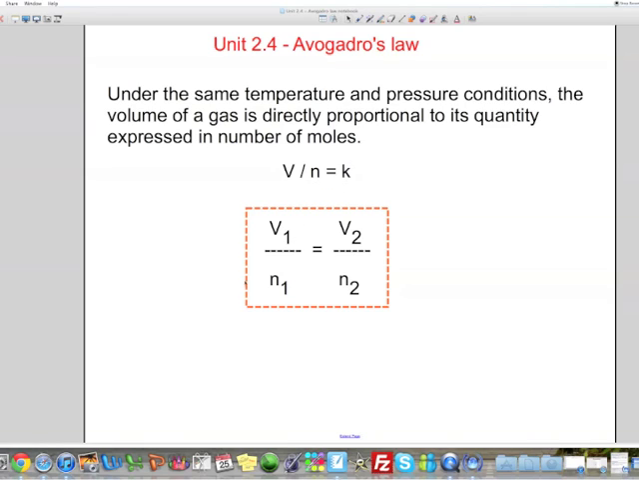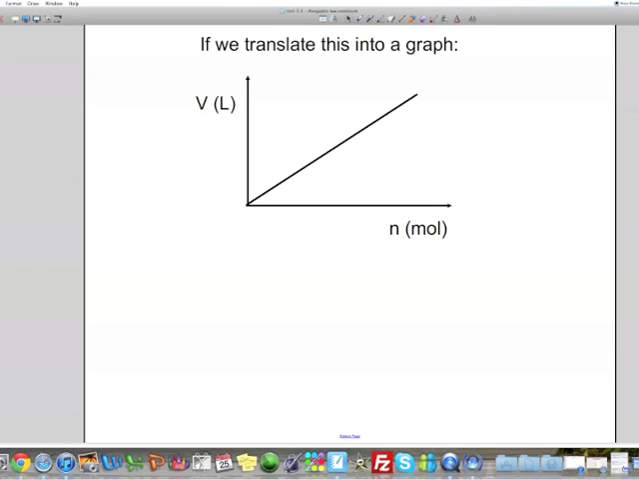And since we have a constant ratio, that means that if we increase the volume by a factor of 2, for example, the number of moles will also double. Or if we triple the volume, the number of moles will also triple. So that ratio remains constant, which allows us to use this equation, V1 over N1 is equal to V2 over N2.